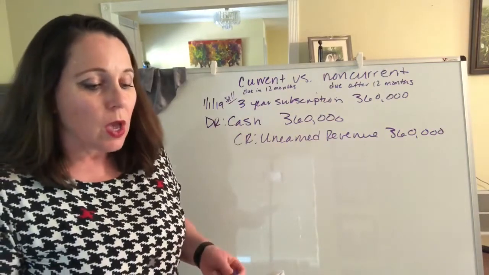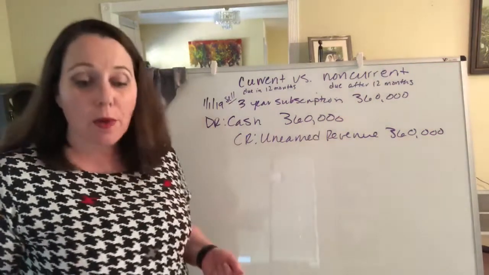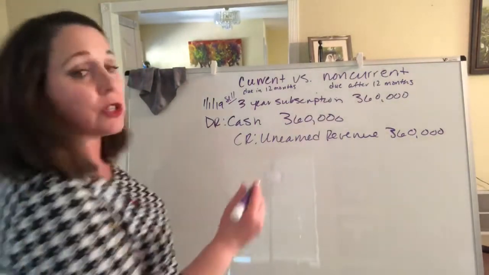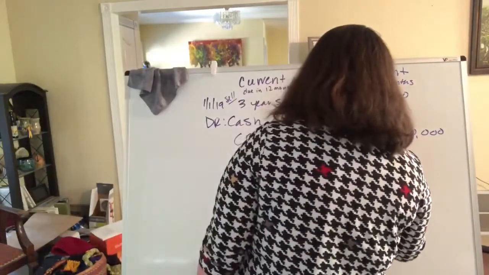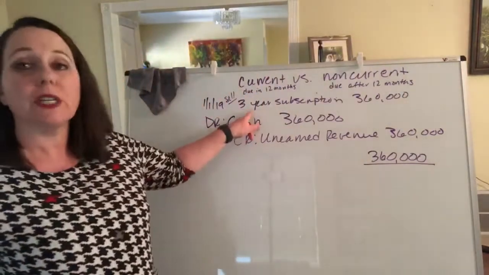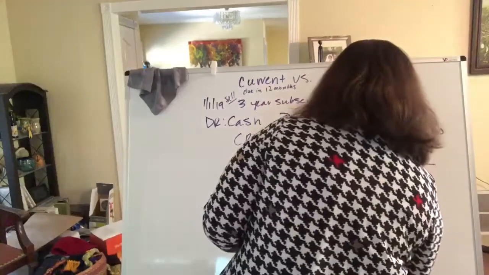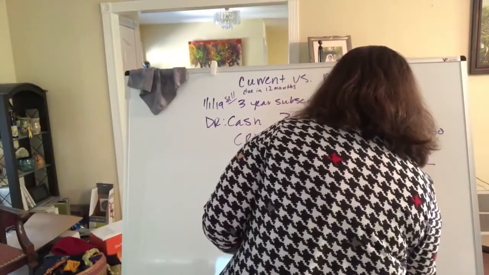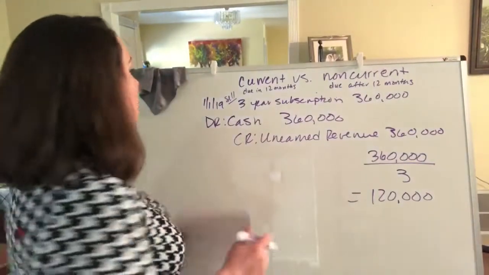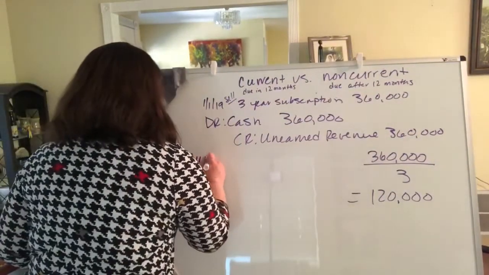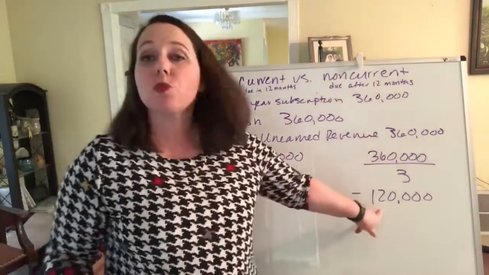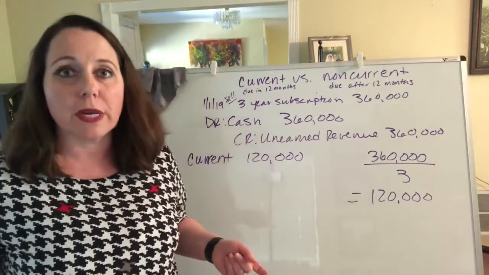Okay. So on the same date, how much is current and how much is non-current? Well, let's figure that out. So our total is $360,000, divided by, it's a 3-year subscription, so 3 years means that every year we will deliver $120,000 worth of services. So our current is 1 year's worth of services, or $120,000.